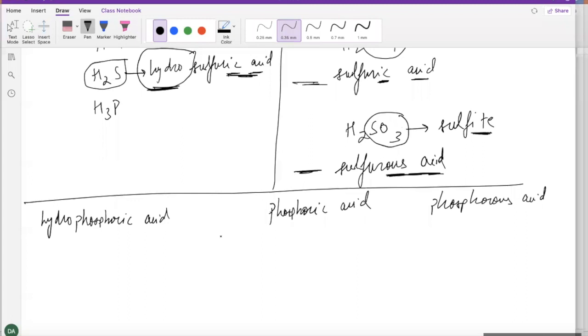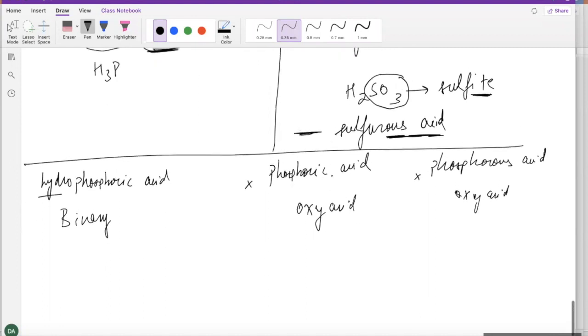First of all, when you look at them, what do you notice? I notice a hydro here, and I don't see a hydro here. So what does that mean? This guy is a binary acid. This guy is an oxyacid. This guy is also an oxyacid. So if both of these in the back are oxyacids, how are they different? This guy is an ic acid, and this guy is an us acid.